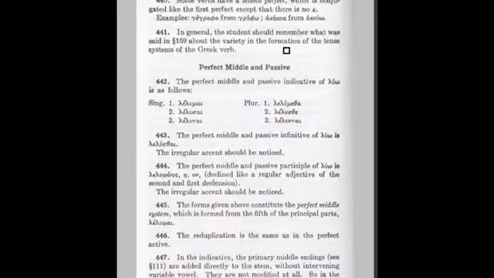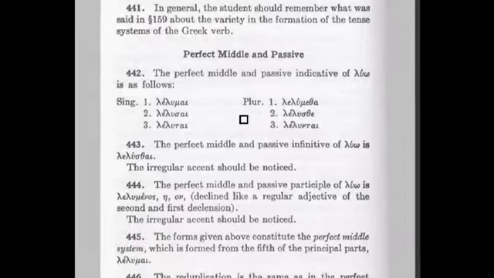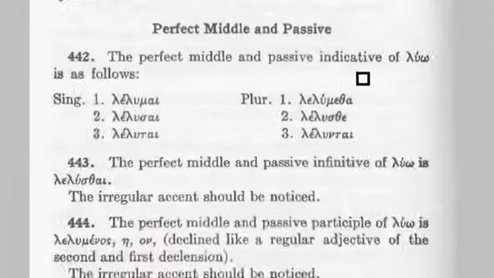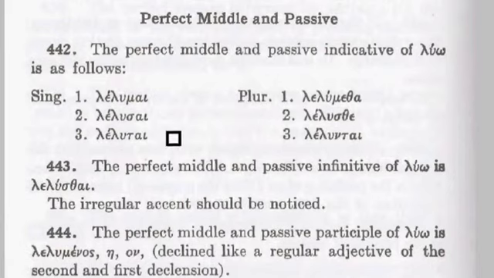All right, coming to page 186, we'll notice that the perfect middle and passive indicative are provided by Machen here. Lelumai, lelusai, lelutai, lelumetha, lelusthe, leluntai. So here again we find these endings, which are somewhat similar to endings that we've seen in the past, but again they're modified slightly as we find in the perfect.